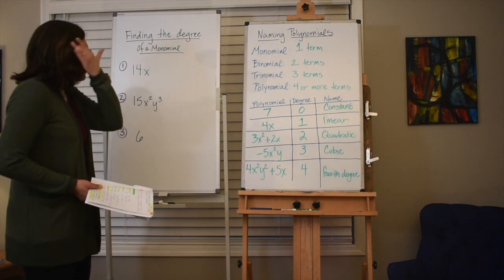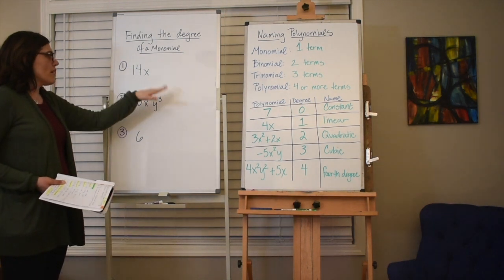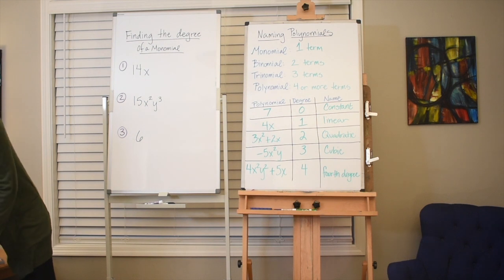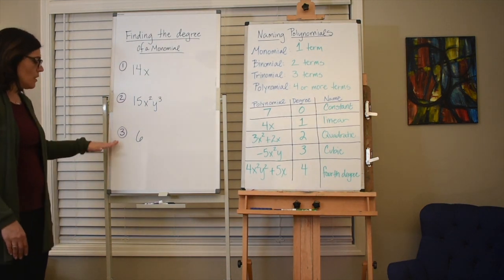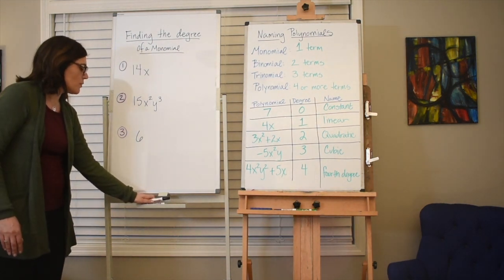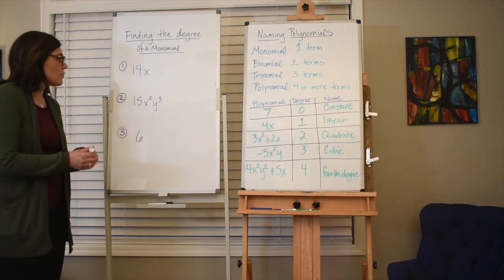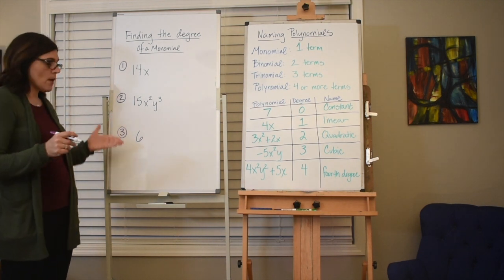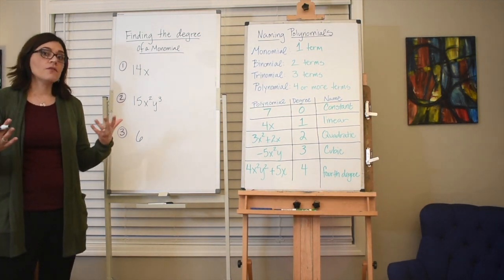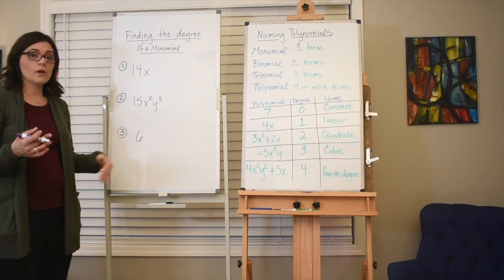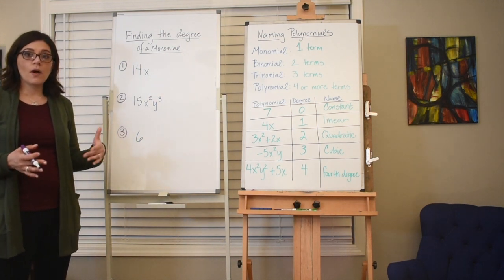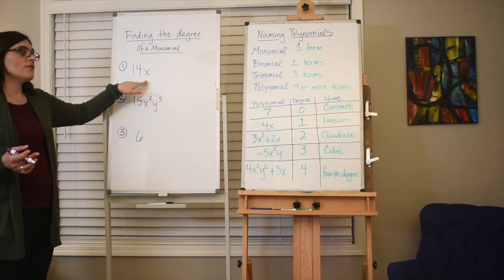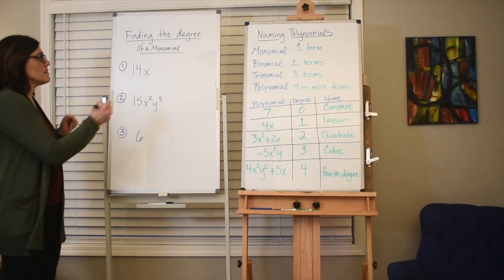Okay, so we're going to look at how we find the degree of a monomial here, based on what I just went over. With these 3 monomial expressions, we can easily find the degree. This is a good point for you to pause the video, write down the problems, quiz yourself, see if you actually can figure out what the degree of each one is, and then resume the video and see if you got them right.